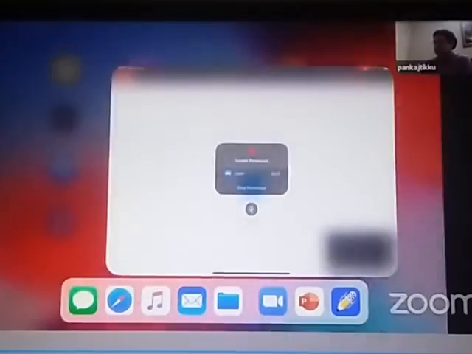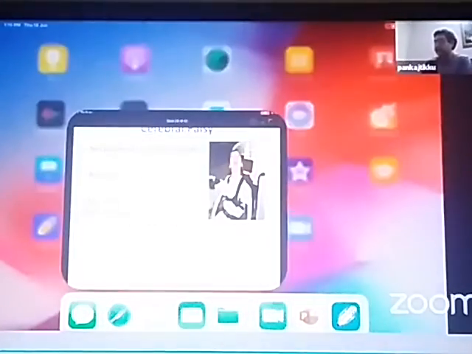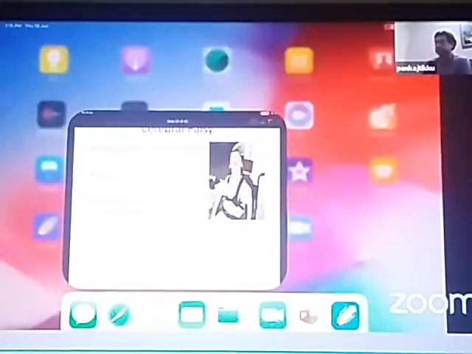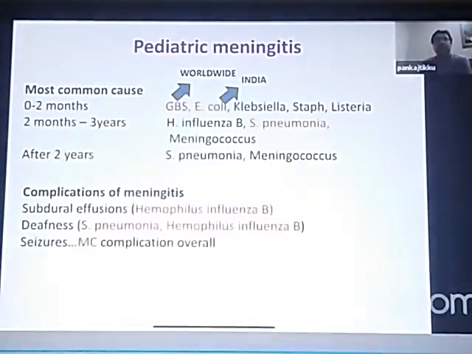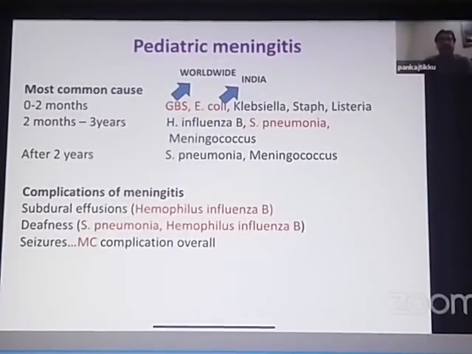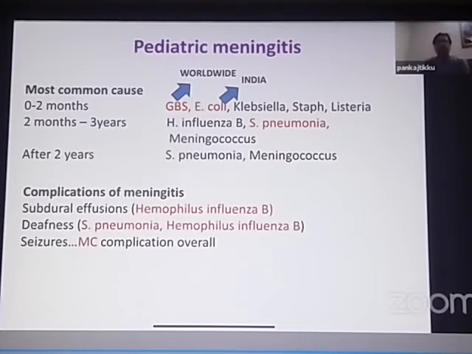Continuing with neurology now, let us come to the next topic, which is pediatric meningitis. So, meningitis in children. I will not go into too much detail, because meningitis in children is not much different from meningitis that you study in medicine. But there are a few things that you need to know.